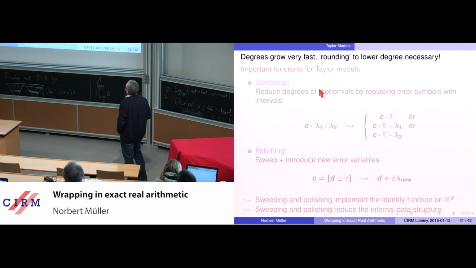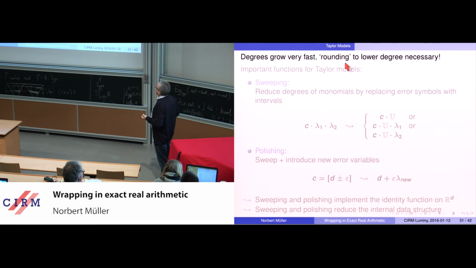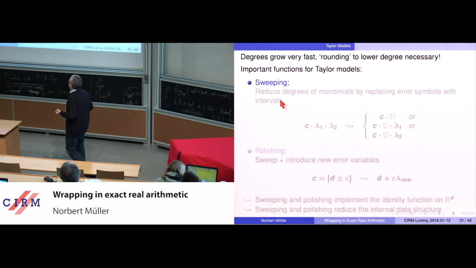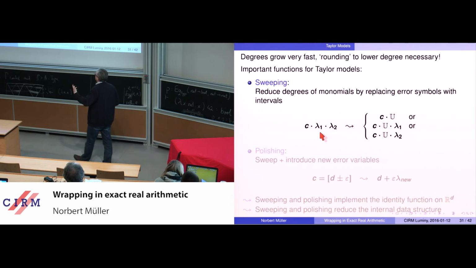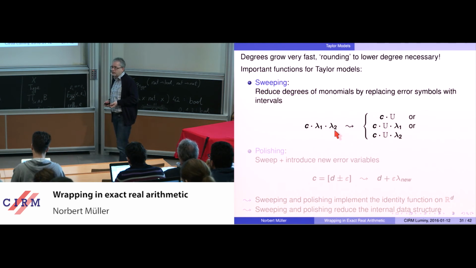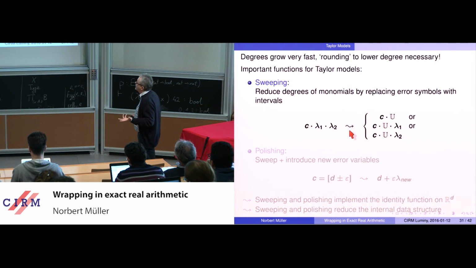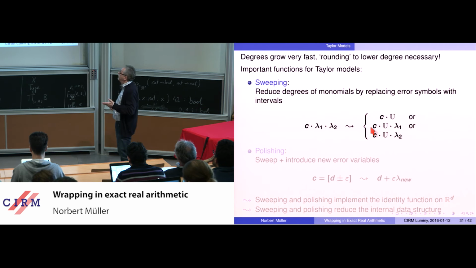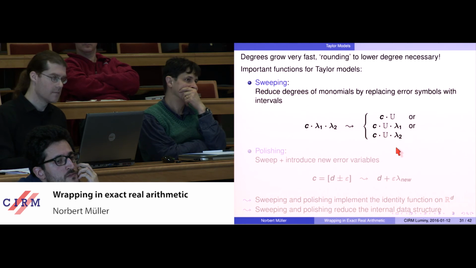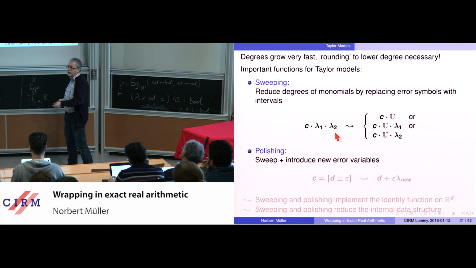The degrees grow, they grow fast, so we need something to get the data structure small. Usually this is some kind of rounding, and it is not clear how to round here. So one thing is called sweeping, and sweeping reduces the degrees that we have by replacing error symbols with intervals. So suppose we do some multiplication of linear polynomials, then we have mixed terms, and we don't want the mixed terms, the order is too high. We know that each of the variables is between -1 and 1, so we could replace this monomial either by c times the unit, which means one interval, or we could replace it by c times unit times and keeping lambda 1, or we could keep lambda 2. We have a lot of degrees of freedom here, and I do not know what the best thing to do is. And this is reducing degrees, and from time to time it's necessary to induce new error variables.